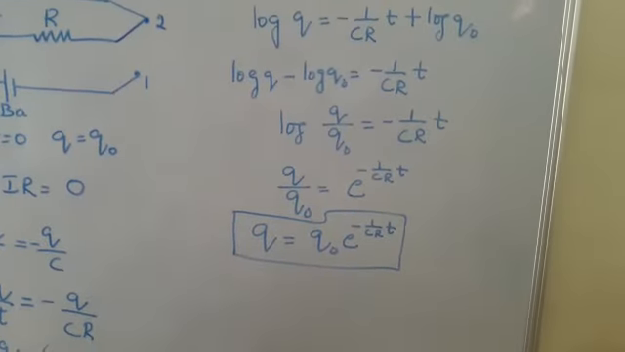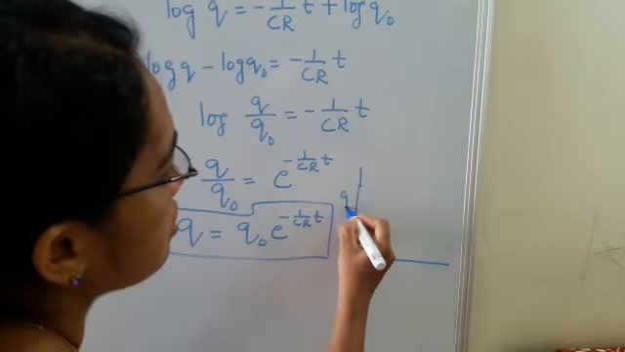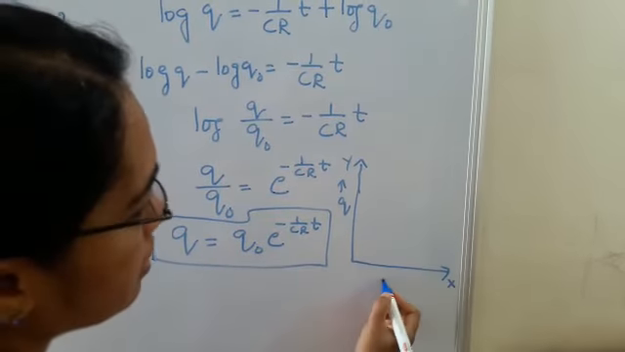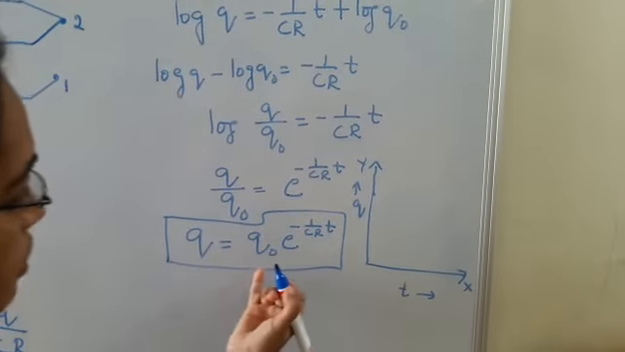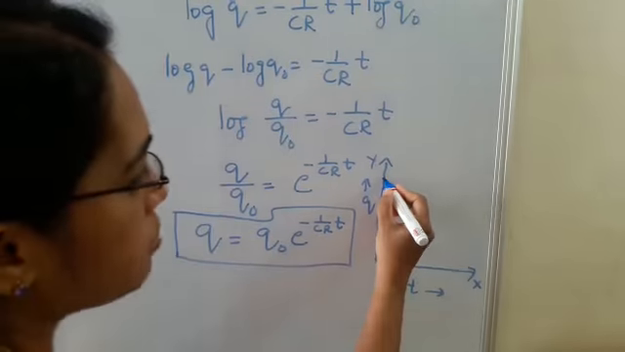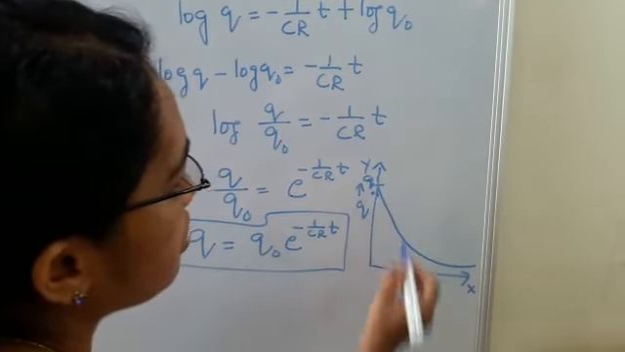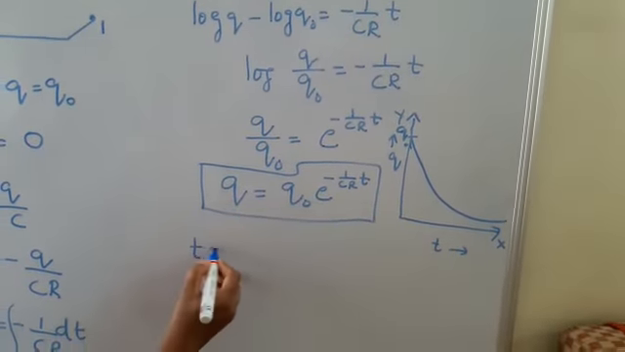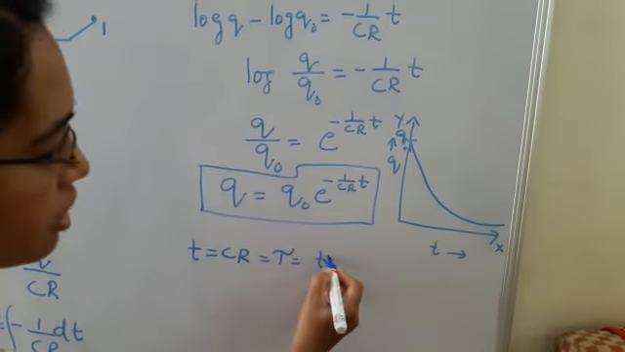Suppose I plot a graph of charge versus time, with time along the x-axis and charge along the y-axis. From the equation, it is clear that the charge decreases exponentially. This is the maximum charge Q0, and it decreases exponentially. We know that if you substitute small t equal to CR, this is nothing but the time constant tau.